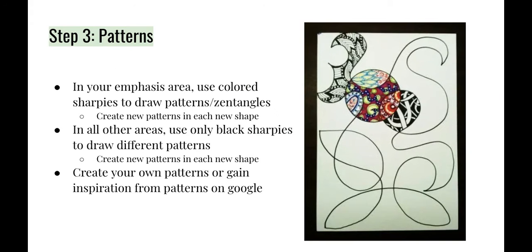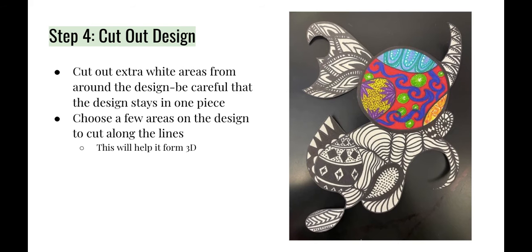After you do that, you're going to then start your patterns. Start with your emphasis area. That is the shape that you first drew. Use colored Sharpies or markers to draw patterns and Zentangles. Now remember, create a new pattern in each shape of that shape that you drew. In all the other areas, only use black Sharpies to draw different patterns or Zentangles. Create a new pattern in each of your shapes, your organic shapes in the background. Create your patterns or gain inspiration from patterns on Google or even on Google Classroom.